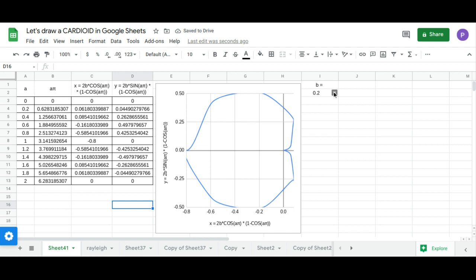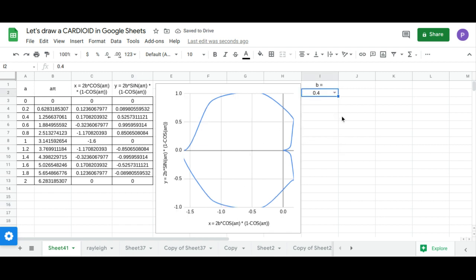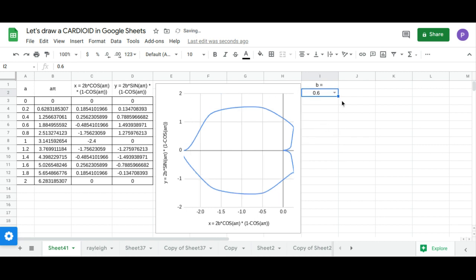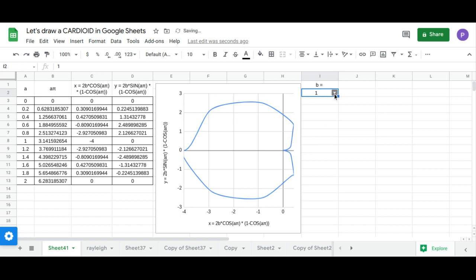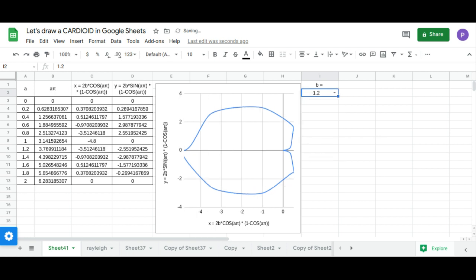So at B equals 0.4, this is our new cardioid. At B equals 0.6, that's our cardioid. At B equals 0.8, that's our cardioid. B equals 1, that's our cardioid. And B is 1.2, this is our cardioid.